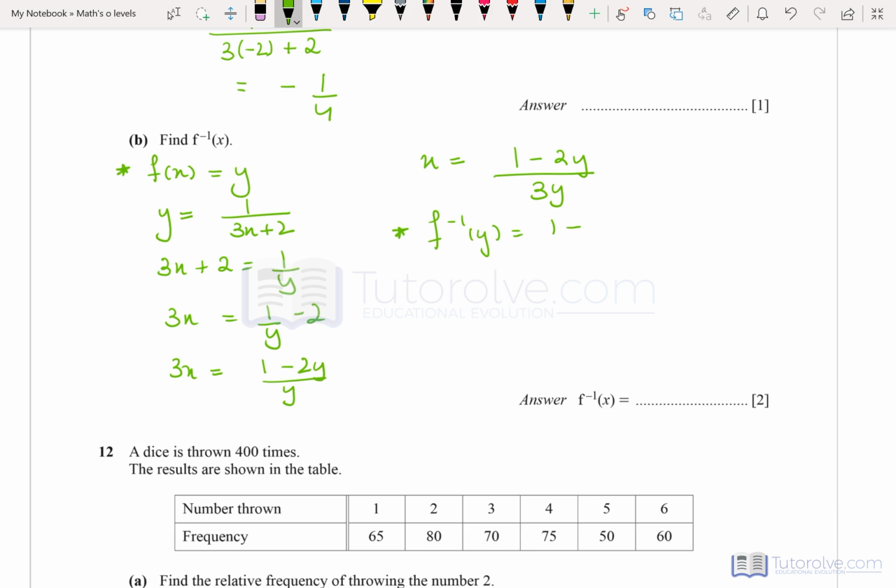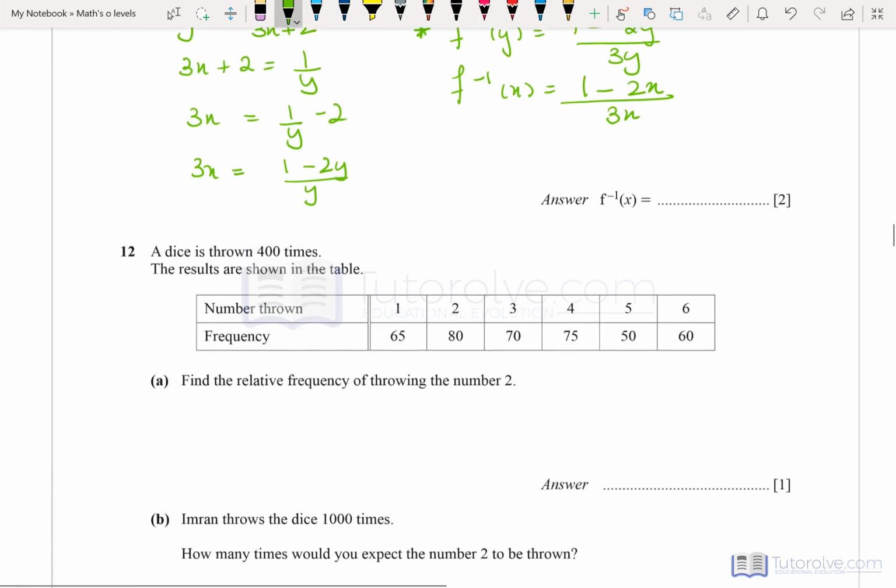To write this down as well. And they want it for x. So we just need to substitute the value of y and x. So here is our inverse function.